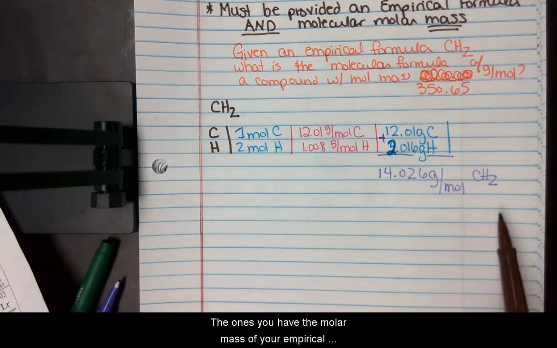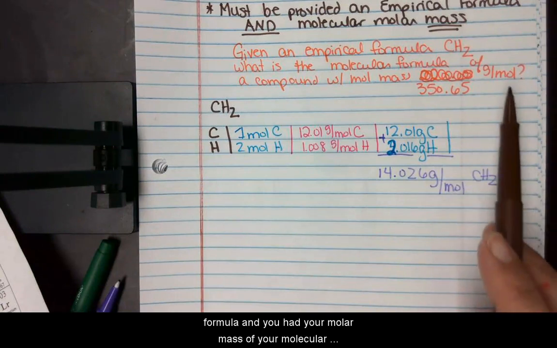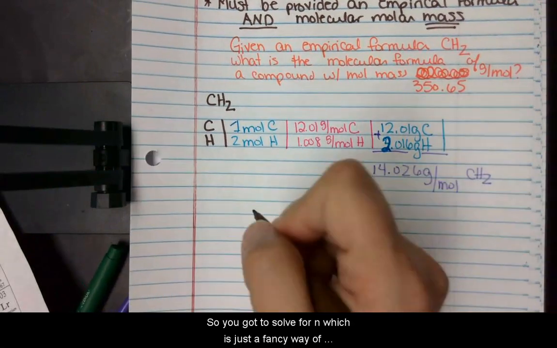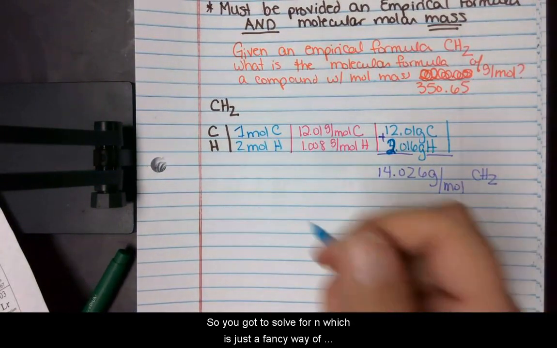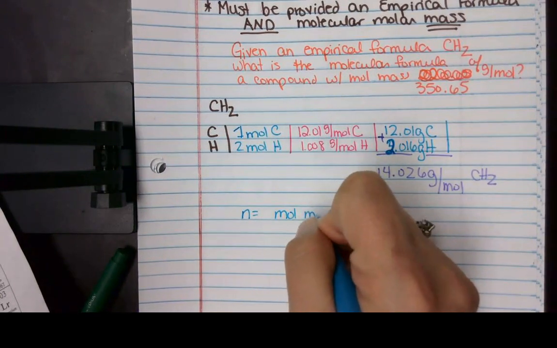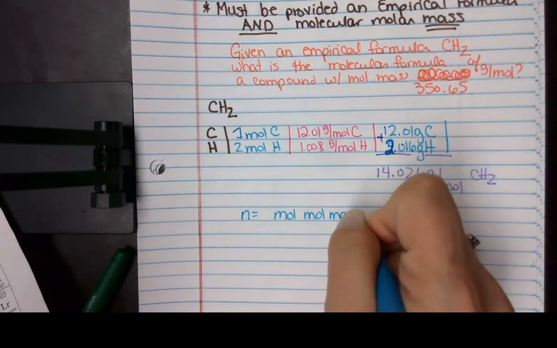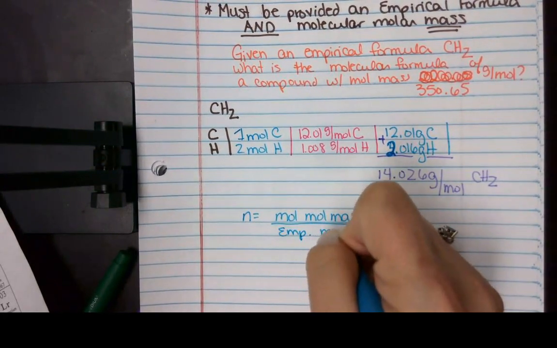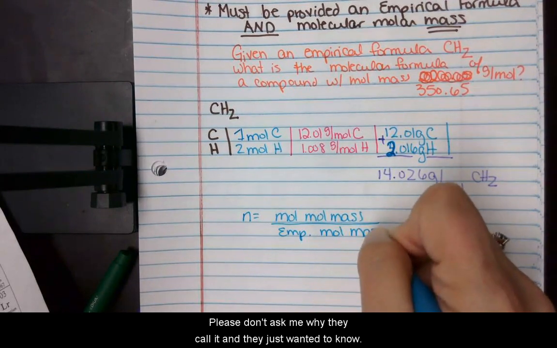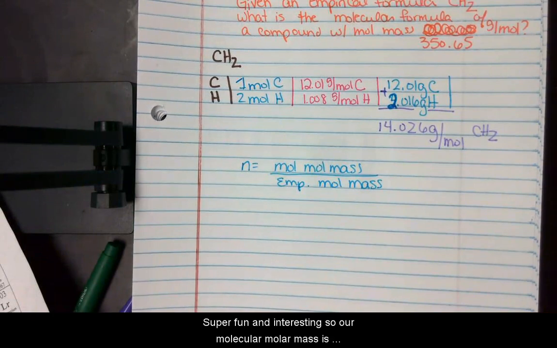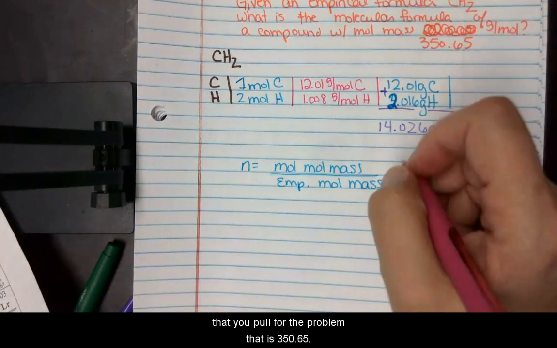Once you have the molar mass of your empirical formula and you have your molar mass of your molecular formula, you can find your N. So you've got to solve for N, which is just a fancy way of saying N equals molecular molar mass over your empirical molar mass. Please don't ask me why they call it N. They just wanted to make things super fun and interesting. So our molecular molar mass is what you pull from the problem. That is 350.65.